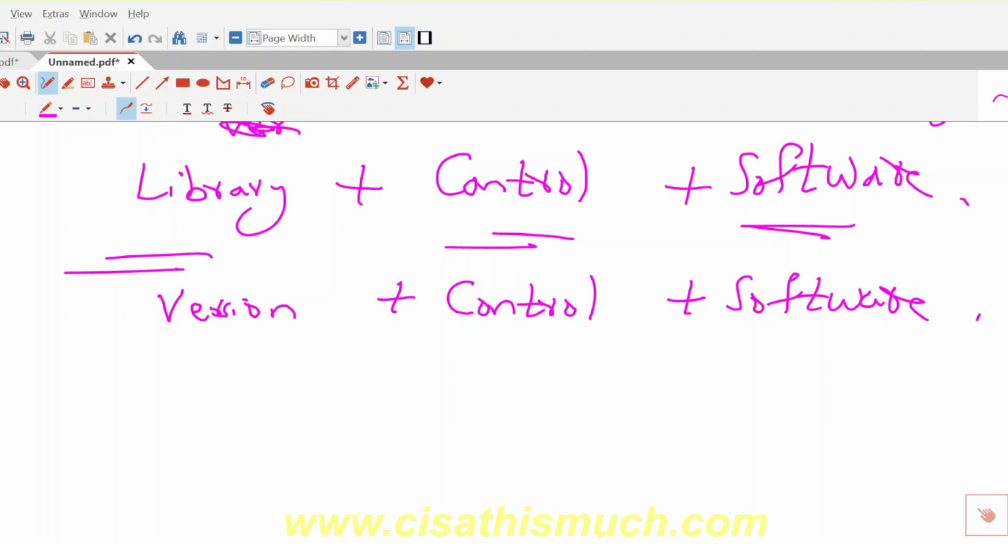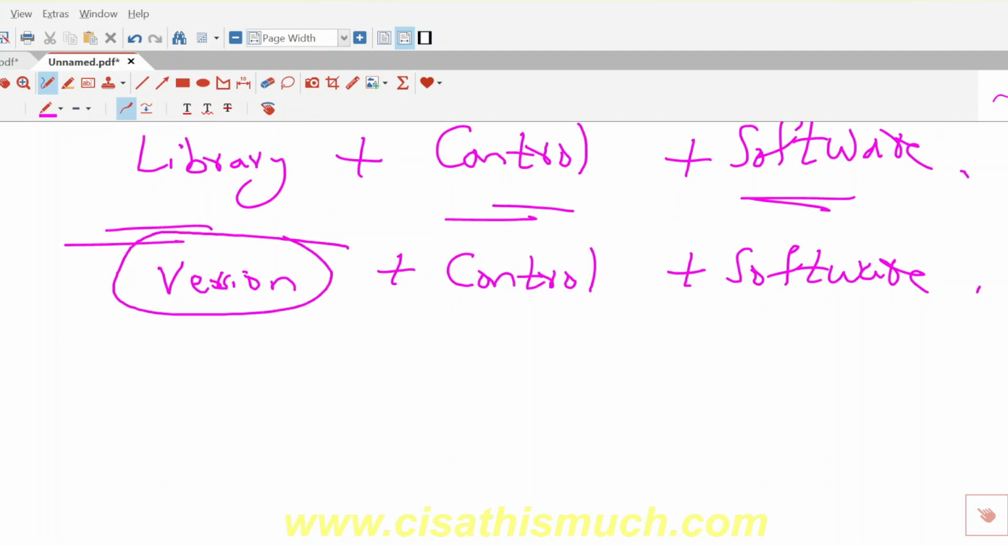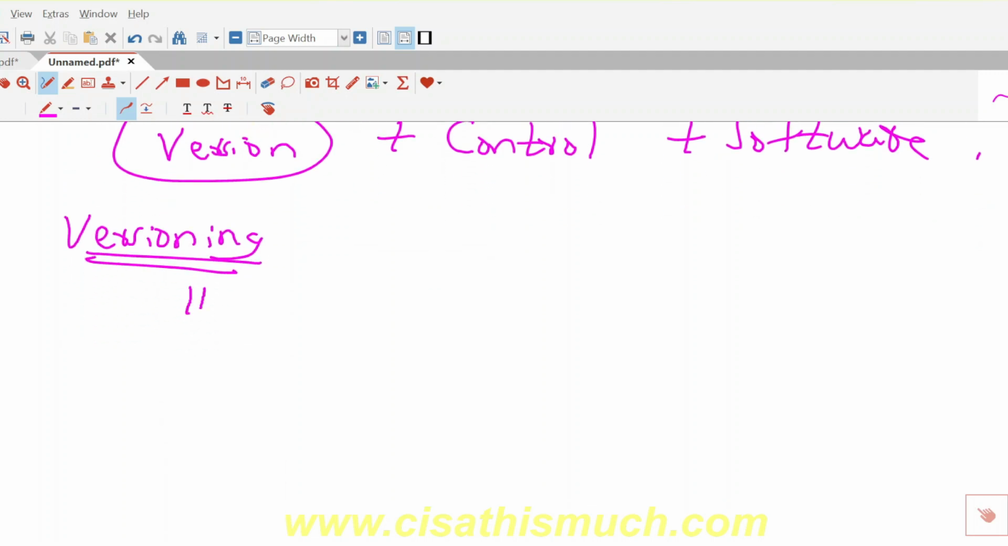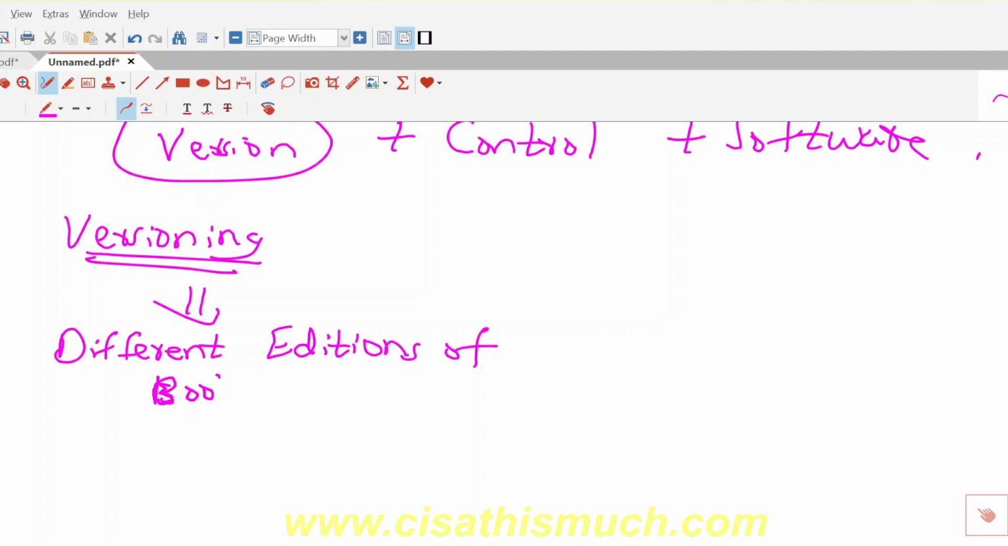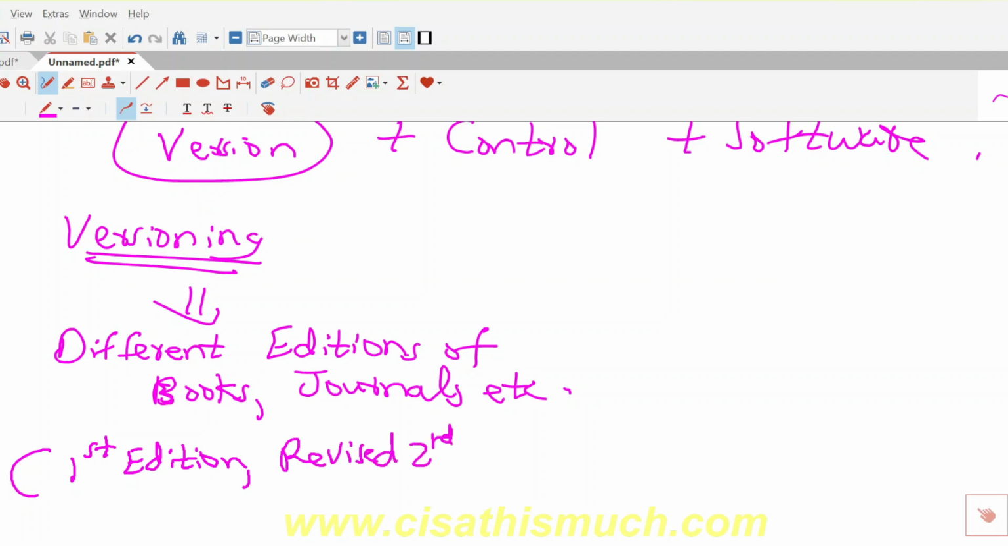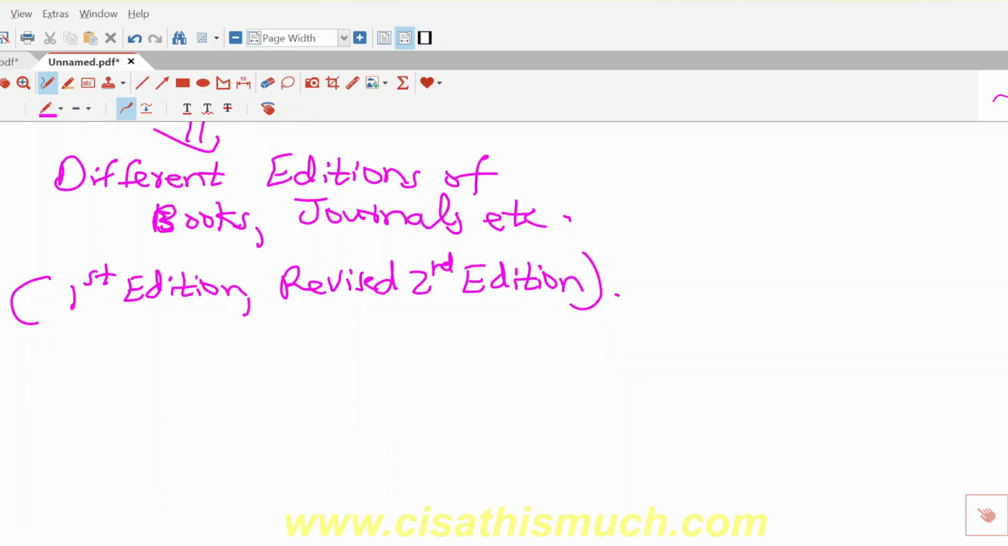What is version control software? Again, do not worry, just look at the literal meaning. Version. The main function over here would be versioning, right? Like the way in a book library we have different editions of books, magazines, journals, right? Like we have the first edition of a particular book, the revised second edition, and so on and so forth. Every change in that book, magazine, or journal is being documented. Can I say this?